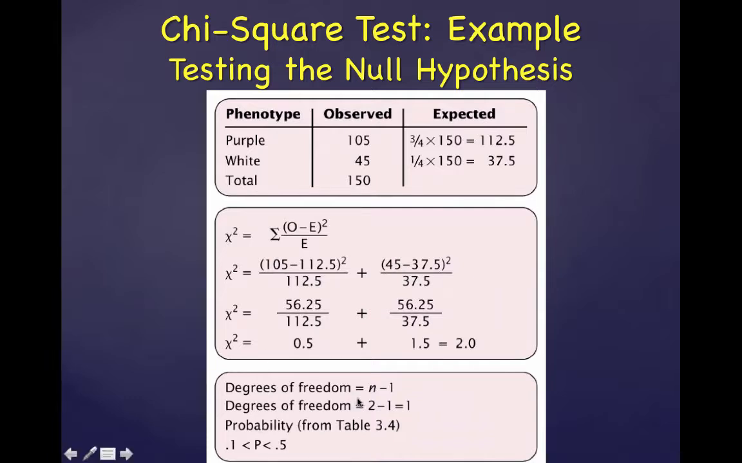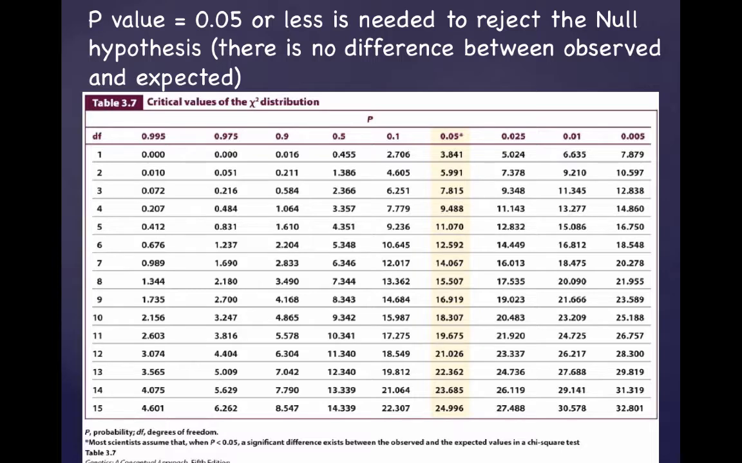And one other piece of information that we have to have is identifying our degrees of freedom. So our degrees of freedom are always going to be the total number of phenotypes that are involved minus one. So we have two phenotypes, purple and white, so 2 minus 1 is 1. In this example, our degrees of freedom equals 1. And we're going to use a p-value in the chi-square distribution, as you can see on this chart. This is table 3.7 in your book. And we're going to be looking at the column that is highlighted as 0.05. So this is our cutoff value.